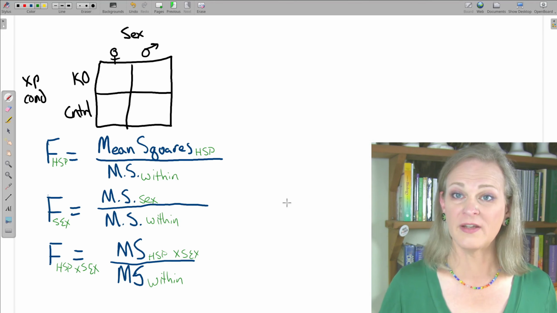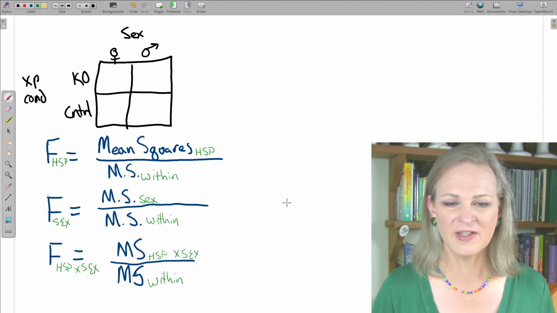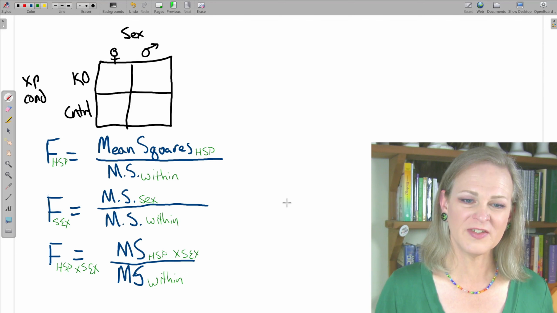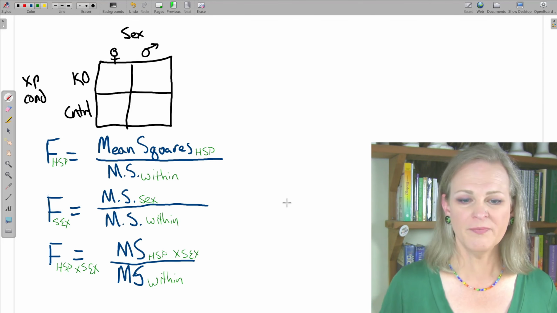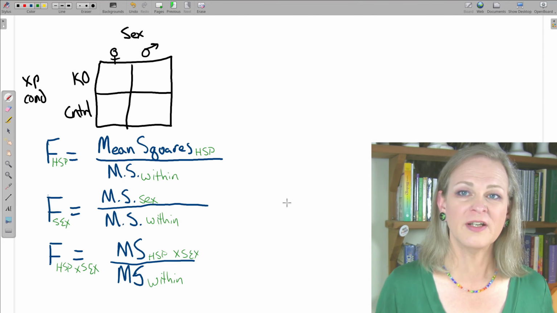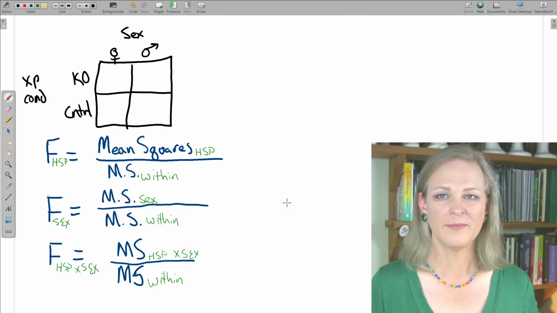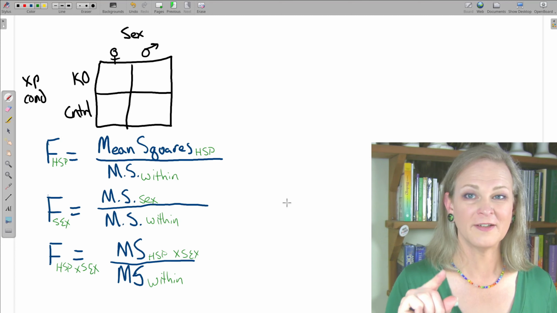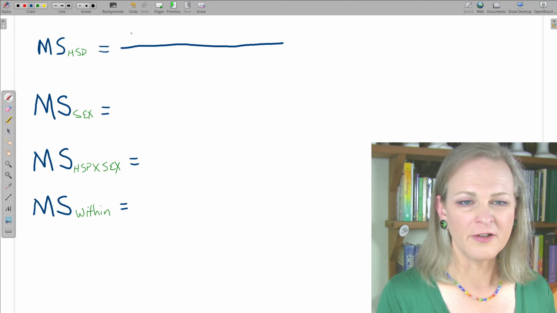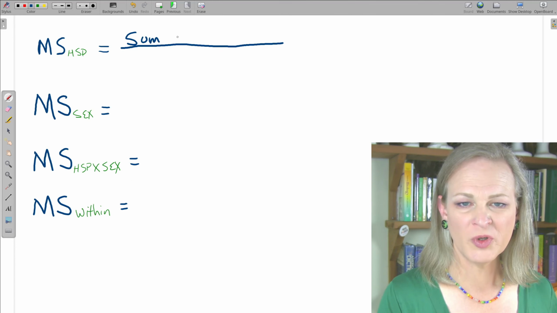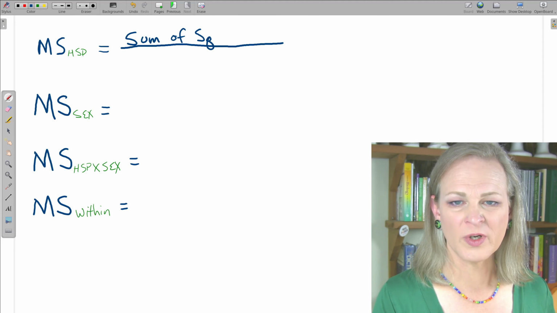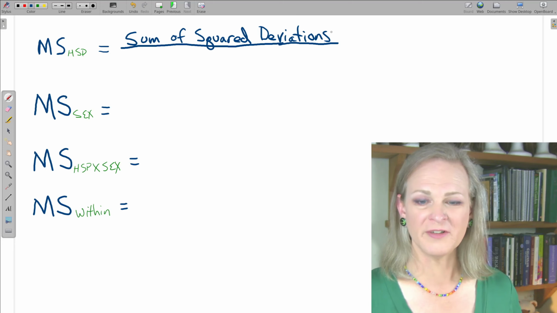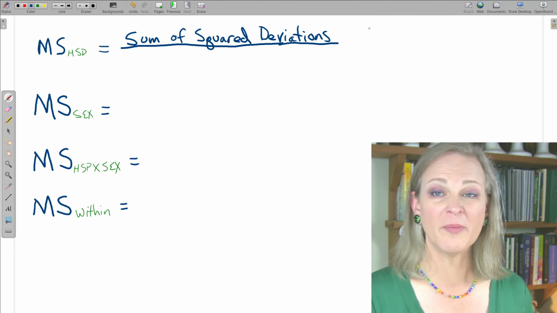Now, how do we calculate these numbers, these mean squares? You can see that we need 4 mean square calculations. We'll need a mean squares for HSP, 1 for sex, 1 for interaction, and 1 for within for that denominator. You got that in your notes? Good. Okay, so on the numerator, we have the sum of squared deviations. Now, point of confusion. This is a thing that is going to come up in a minute.